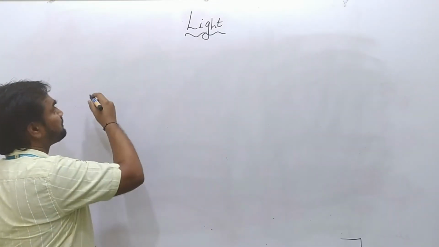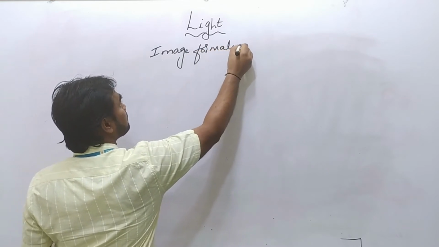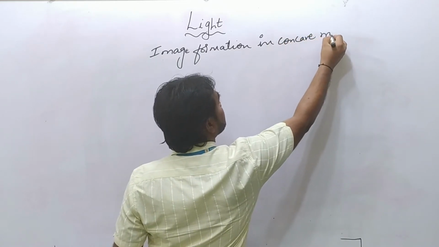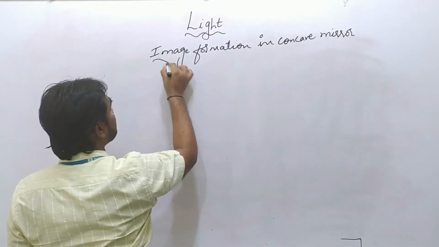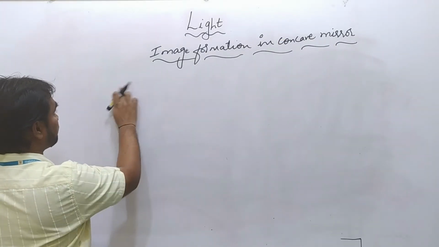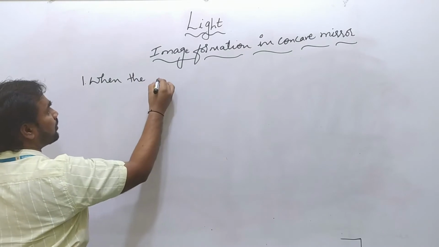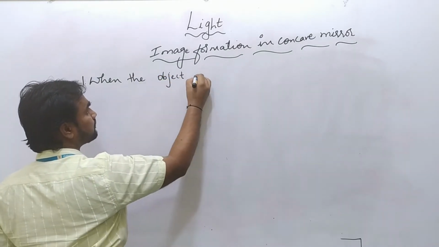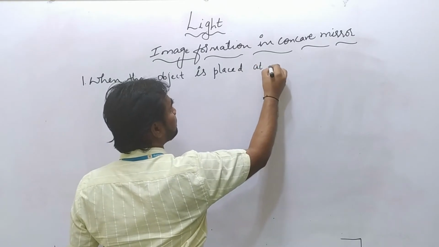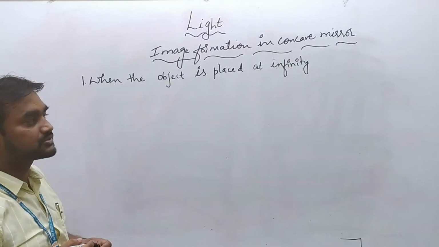Now, image formation in concave mirror. First one. First we'll see the position of the object when the object is placed at infinity. When the object is placed at infinity.